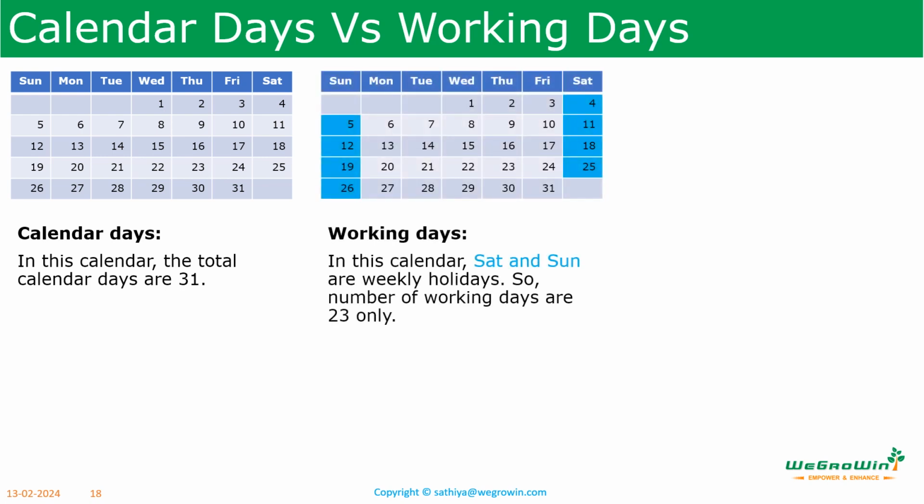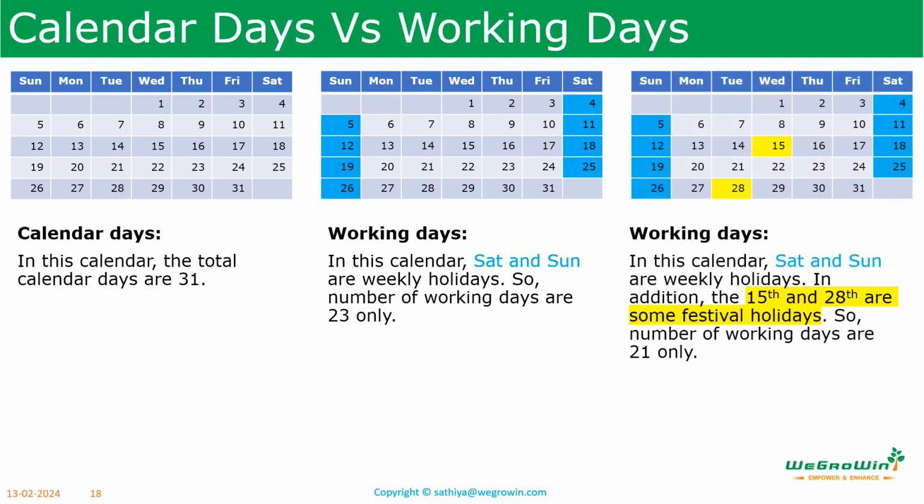The second calendar where Saturday and Sunday are declared as weekly off. This means there are 23 working days here. 31 minus 4 and 4, 8. If you remove it, 16, 4 and 4, 8. 31 minus 8, 23 working days are there. See, the first calendar is having 31 days, which will be fully used by the organization. But as per the second calendar, the organization can use only 23 days for working. Okay, that is the difference here.